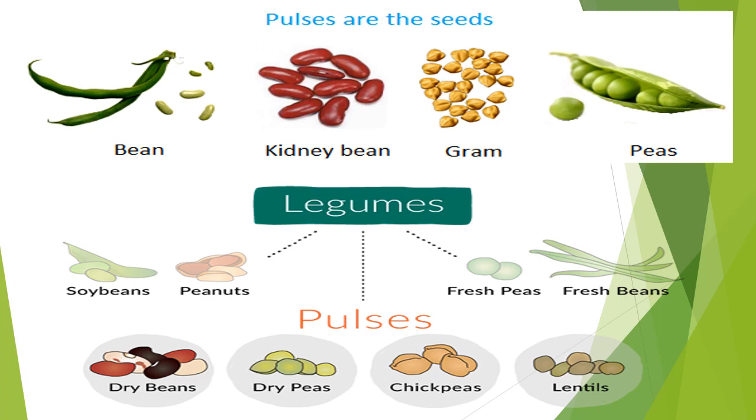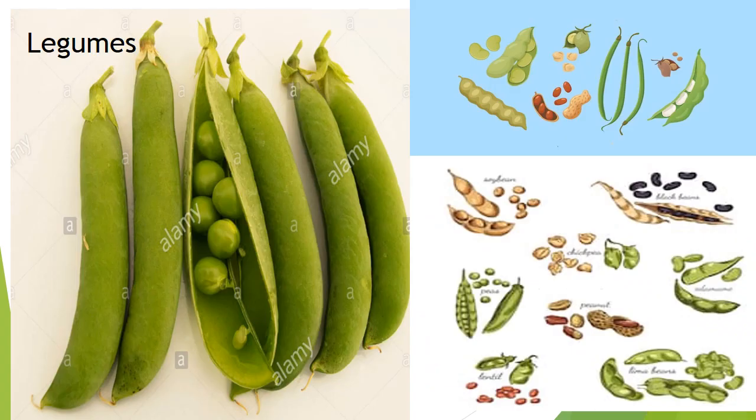Now here you can see in the pictures, some are legumes, some are pulses. What is legumes? Legumes means any plant that has seeds in long pods. Pods matlab phaliya. Phaliya ke andar jo seeds hote hai, iske wajah se inko legumes bolte hai. That's why they are called legumes. For example, peas. Children, can you see in this picture? The pea seeds are inside the long pod.